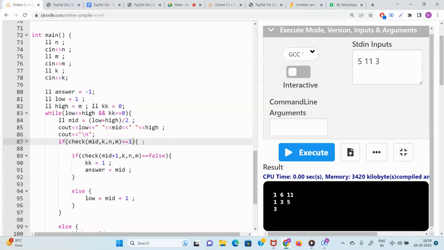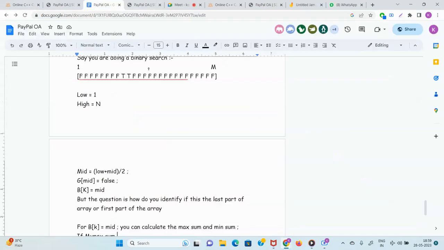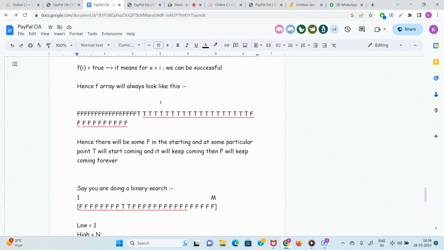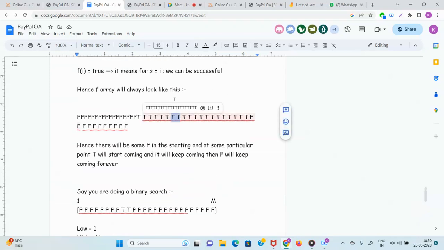If it is coming as true, it is common sense, guys. If it is coming as true, it means you should be checking on the right hand side. Now there are more truths possible, so you can get even better max values. What is the answer in this case? The answer in this case is this last true value.